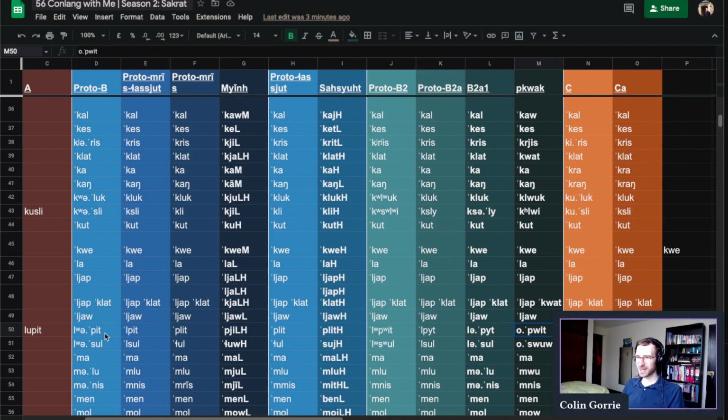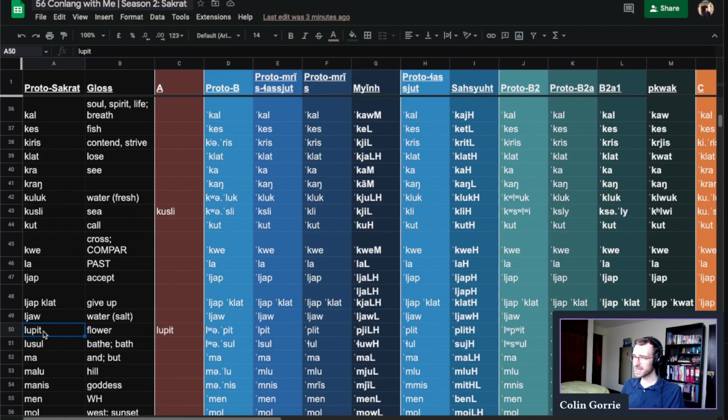So it's from the proto form lupit. In proto B, we get lupit, so we get the minor syllable starting to lessen. And then by proto B2, which is the ancestor of Pkwak, we get that minor syllable dropping out altogether, so the schwa is lost, and we get secondary articulation on the consonant cluster. Then we go down through history.